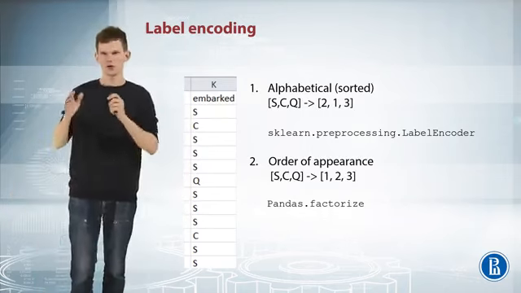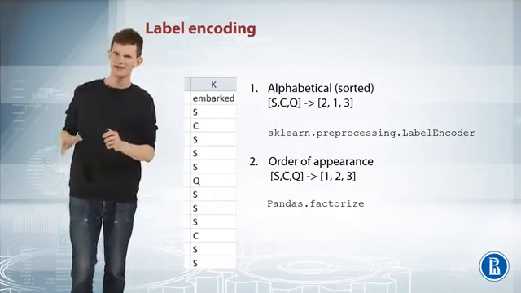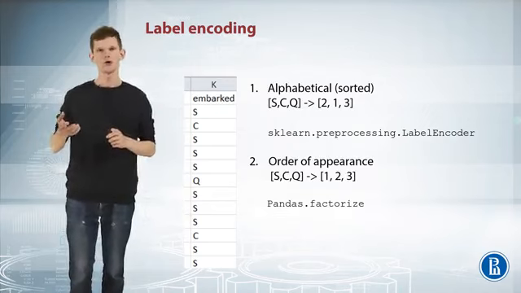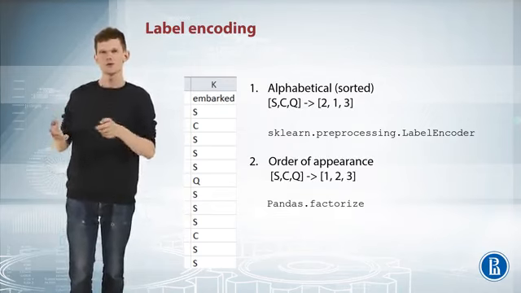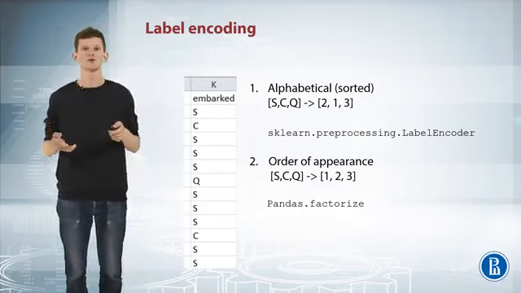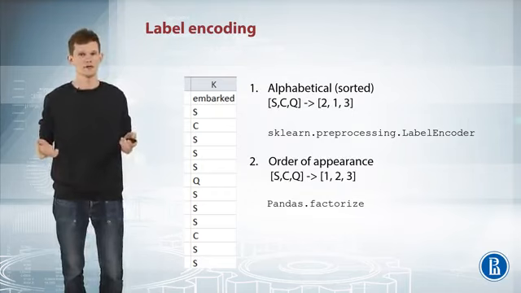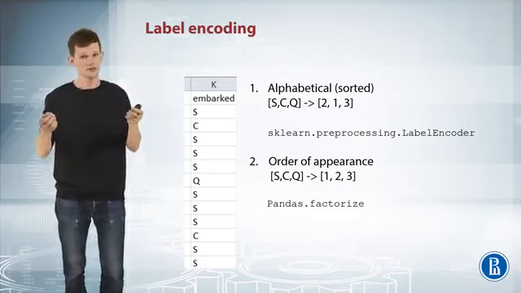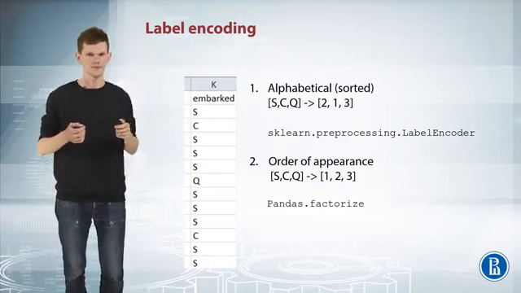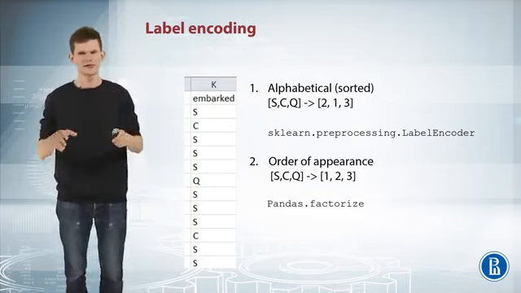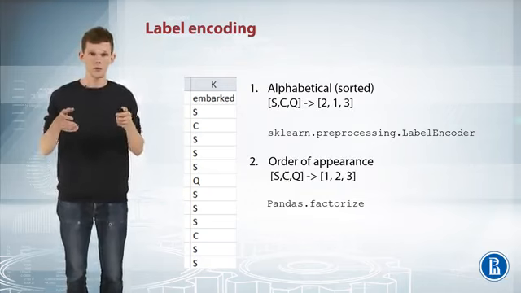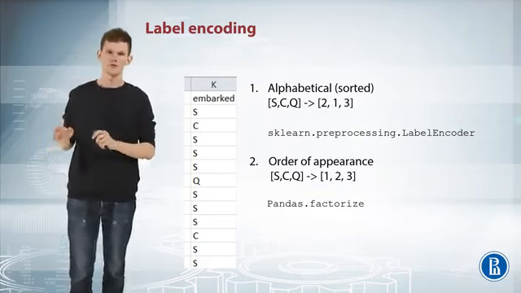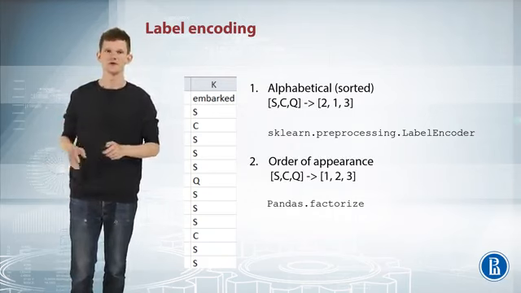The second way is also label encoding, but slightly different. Here we encode a categorical feature by order of appearance. For example, S will change to 1 because it was met first in the data. Second is C, and we will change C to 2, and the last is Q, which will be changed to 3. This can make sense if rows were sorted in some meaningful way. This is the default behavior of pandas factorize function.